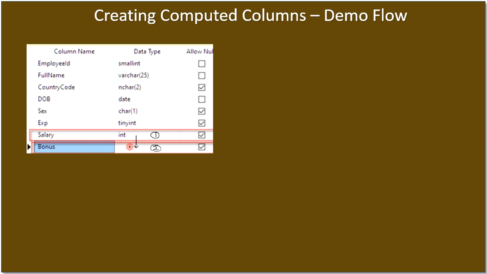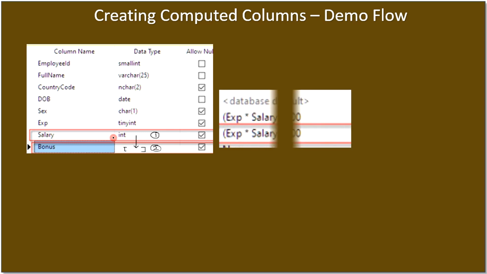That's why here in the data type, you are not seeing any type. Why? Because bonus is derived from salary and it performs some calculation based out of salary. Here you can see the bonus is derived like this: experience, the specific column, into salary divided by 100. So that's how the bonus is calculated.